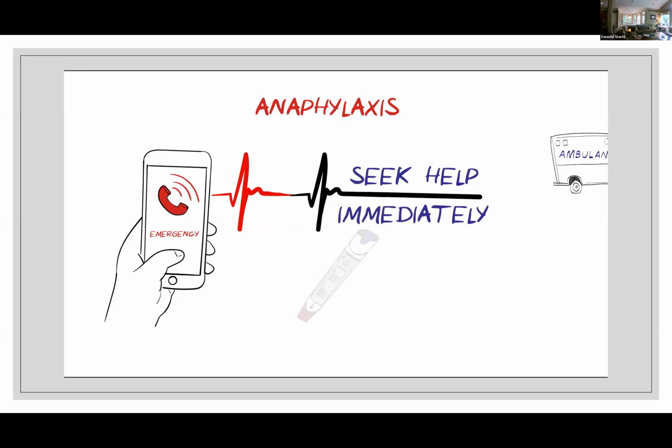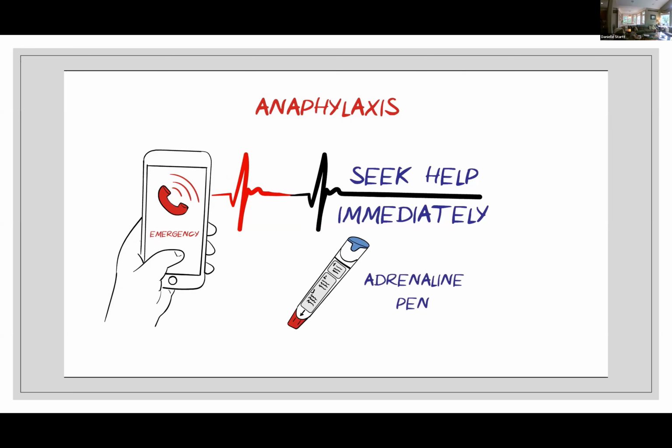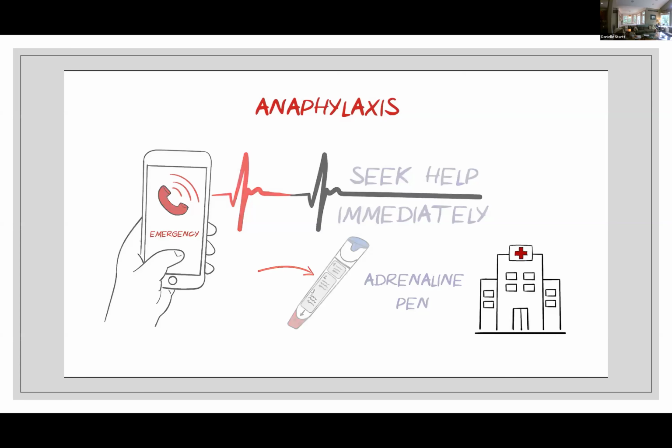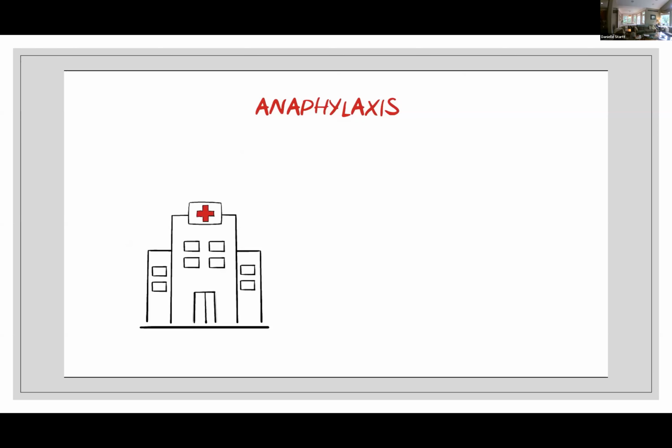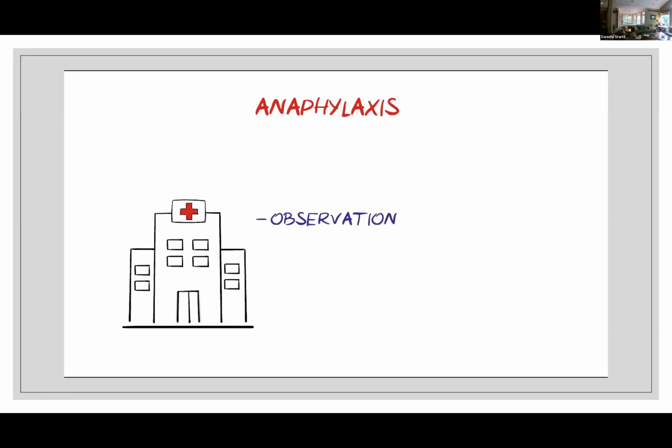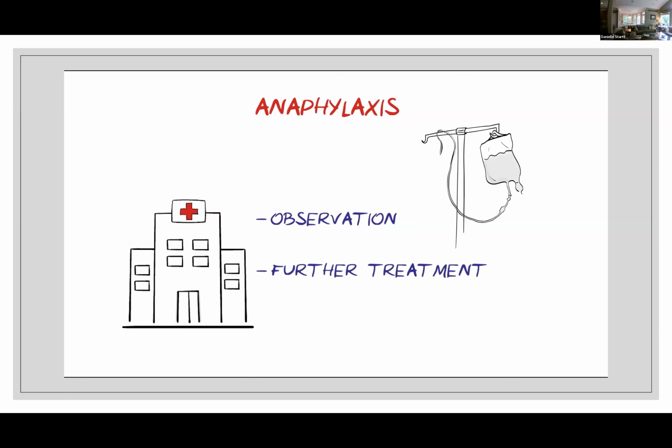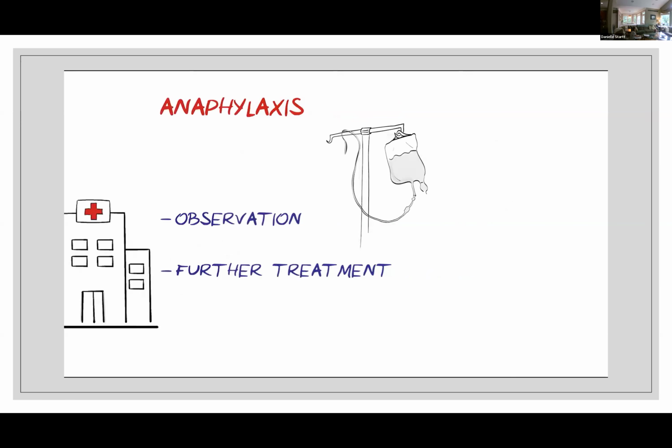Some people who have had an anaphylactic reaction before might carry an adrenaline auto-injector pen prescribed by their doctor. That's an EpiPen. You've ever heard of that before? This can be used whilst awaiting further medical help and is easy to use with the instructions on the side. It is important to go to hospital, even if you feel better, for a period of observation in case the symptoms return. Here, further supportive treatments and medicines can be given if required.